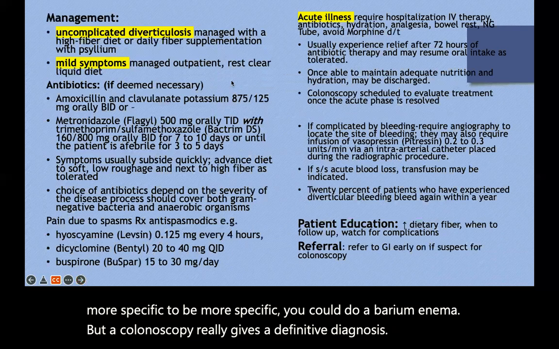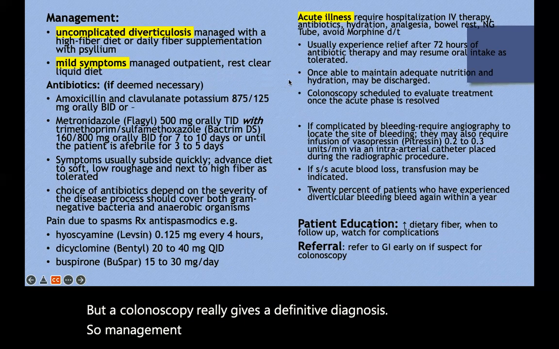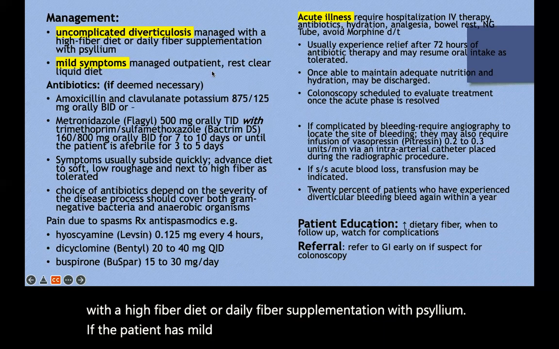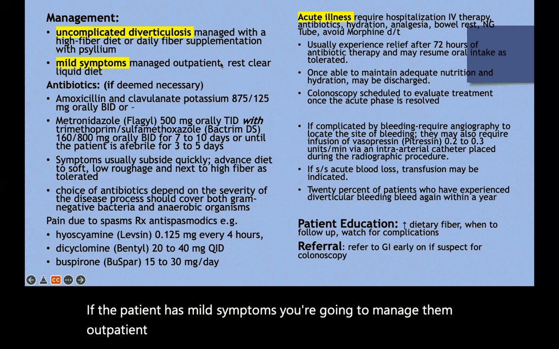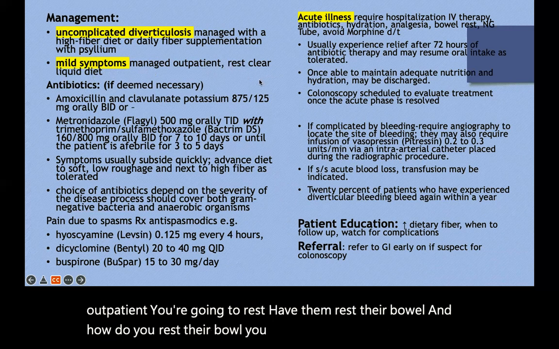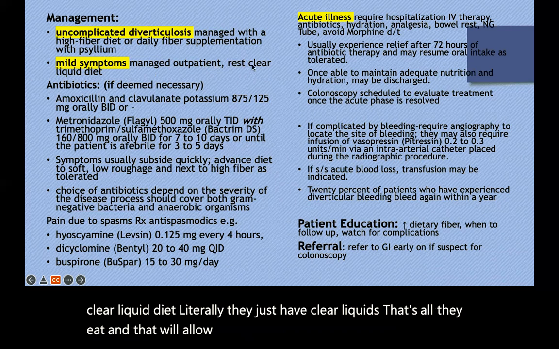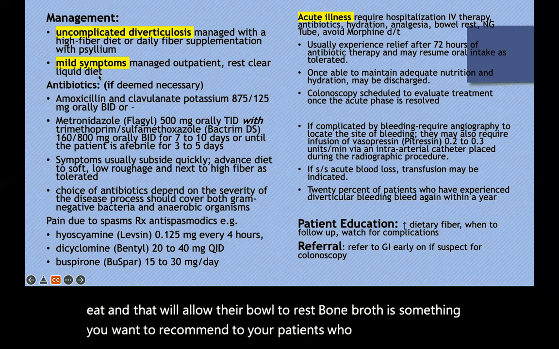So management in uncomplicated diverticulosis, you can manage with a high fiber diet or daily fiber supplementation with psyllium. If the patient has mild symptoms, you're going to manage them as an outpatient. You're going to have them rest their bowel. And how do you rest their bowel? You have them maintain a clear liquid diet. Literally, they just have clear liquids. That's all they eat, and that will allow their bowel to rest. Bone broth is something you want to recommend to your patients who are going through this kind of diet.